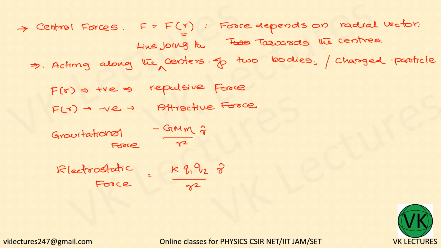Now if any one of the charges is negative, the entire force becomes negative, and this becomes attractive force. And gravitational forces are always negative because they are always attractive in nature. Here this is mass of one body, this is mass of the another body. q1 and q2 are the charges, and r is the separation. Here K is equal to 1 by 4 pi epsilon naught. Epsilon naught, as you know, it's permittivity.